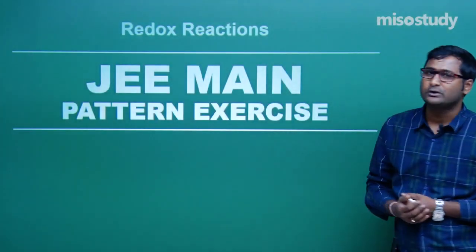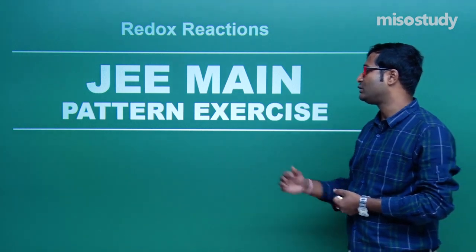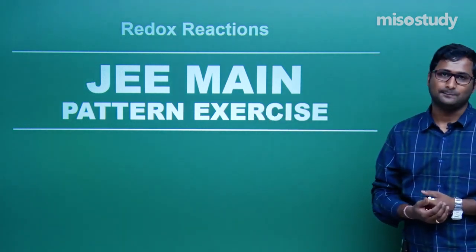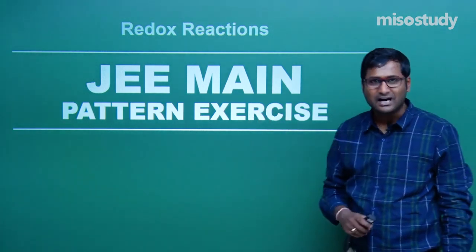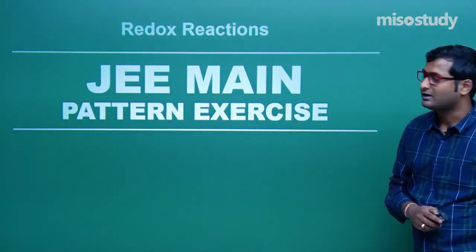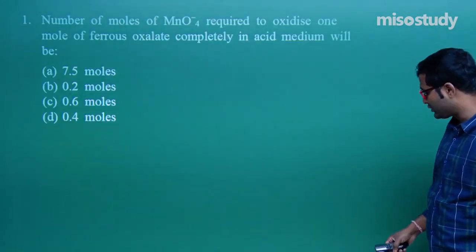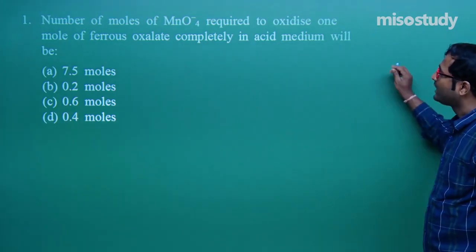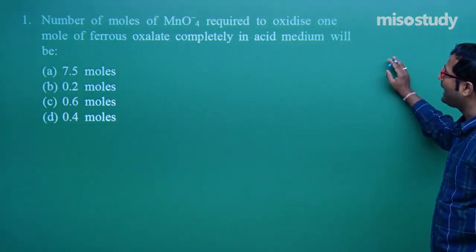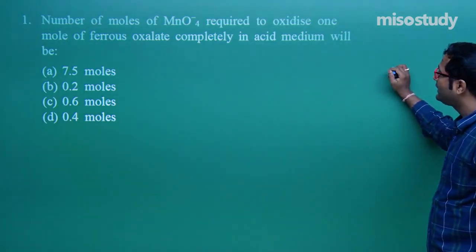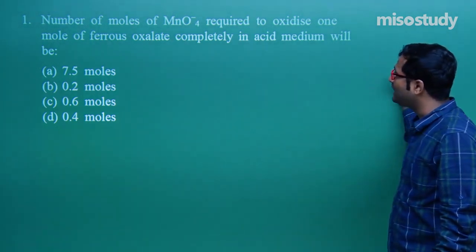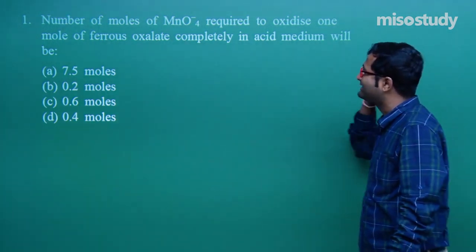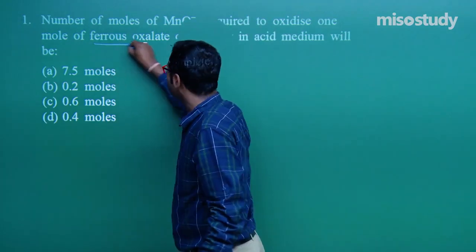Today we are going to discuss a few questions related to the JEE Main exam. So let's start with the topic, question answer round. My first question is, look at what is given here: the number of moles of MnO4 minus required to oxidize 1 mole of ferrous oxalate. Clear to you? What is given here?